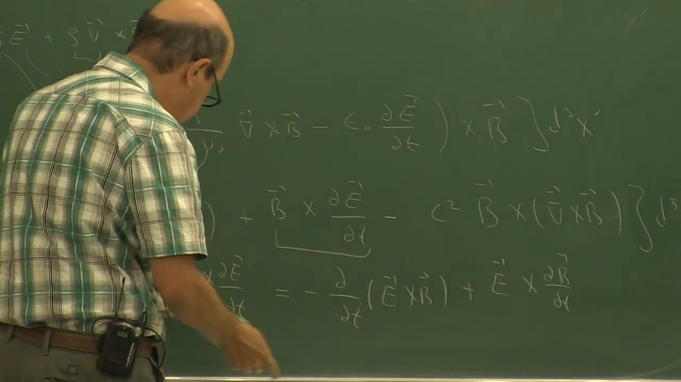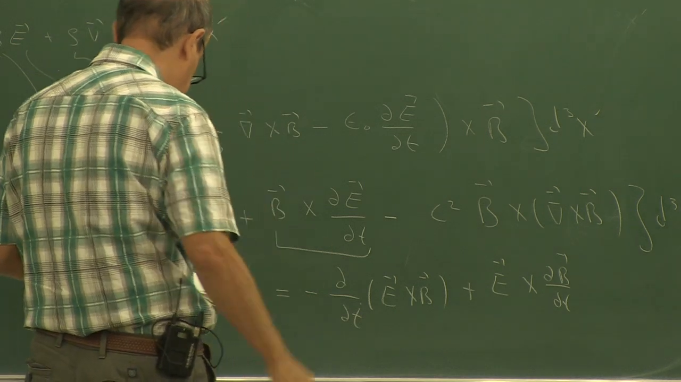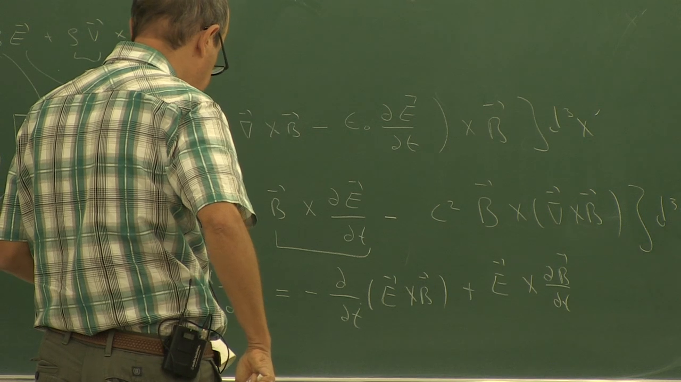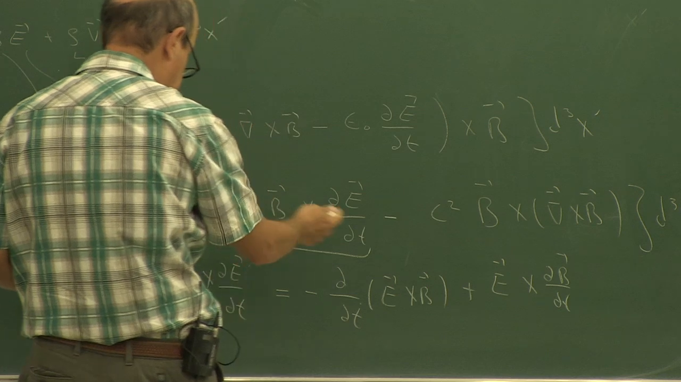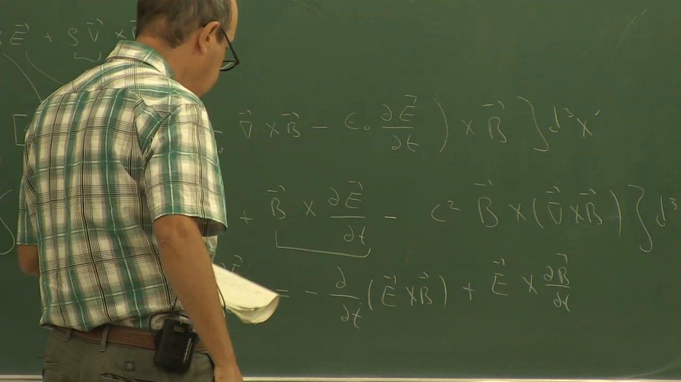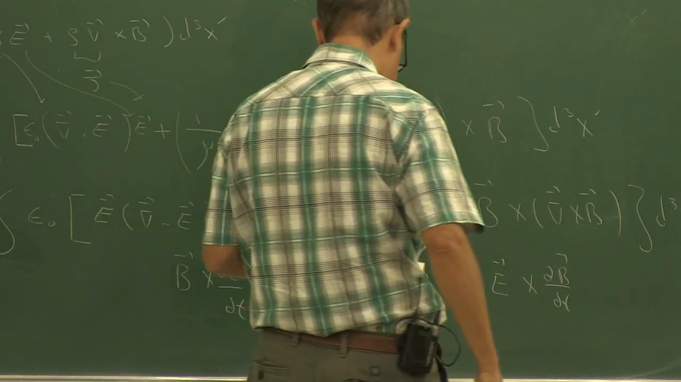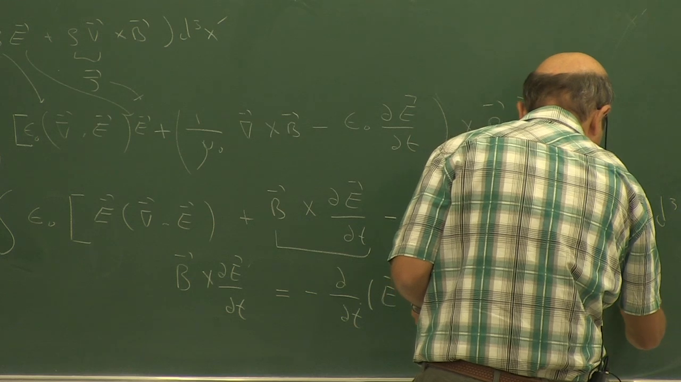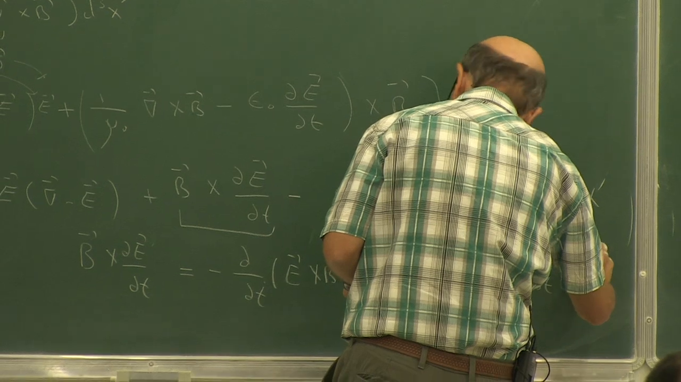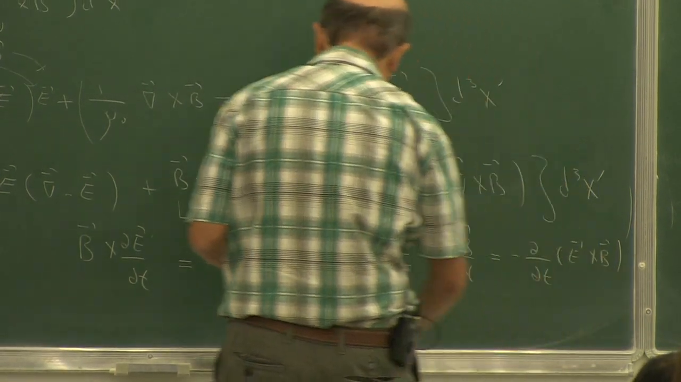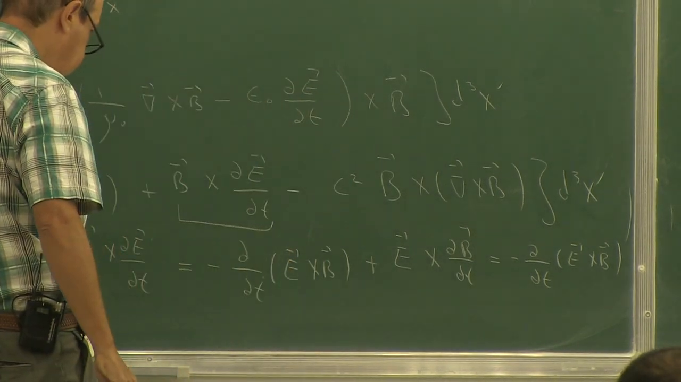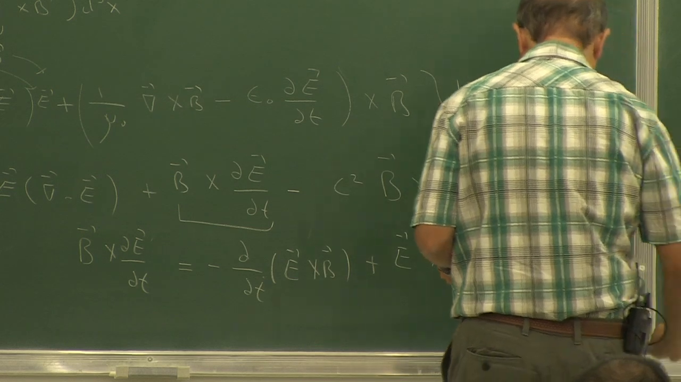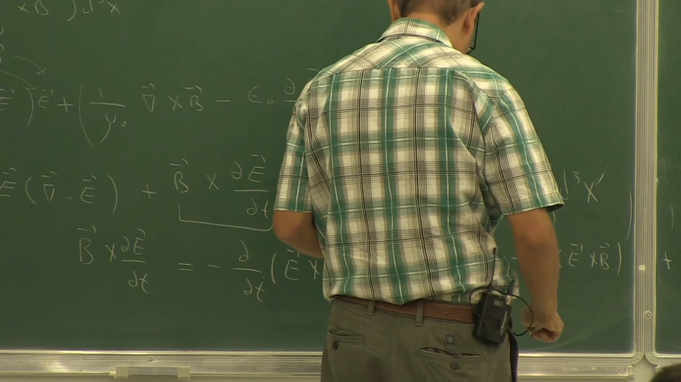Take this to here, and this is simply a derivative. So del E over del t cross B, the order is changed, that becomes B cross del E over del t, and this is equal to minus del over del t of E cross B, plus E cross del B over del t.